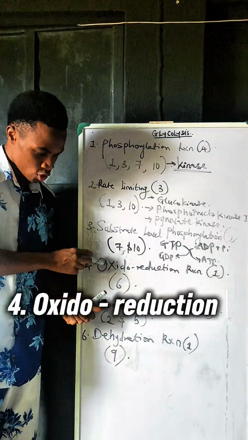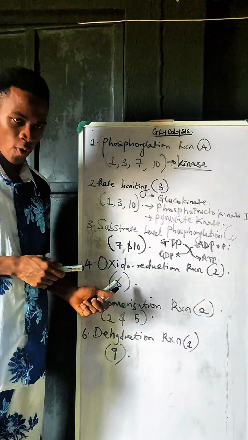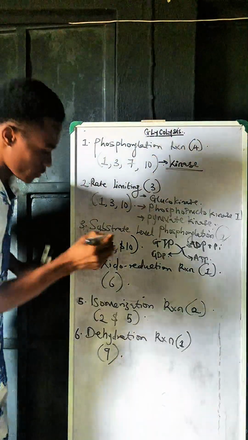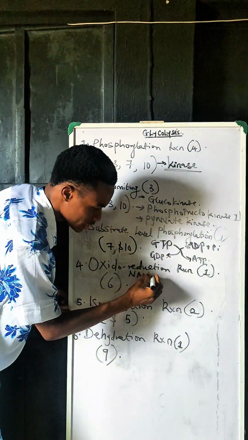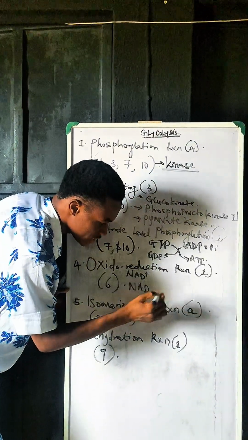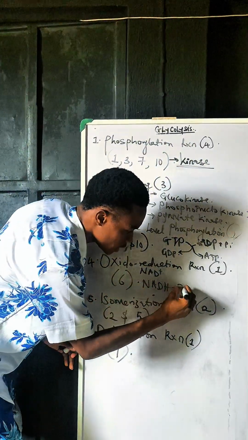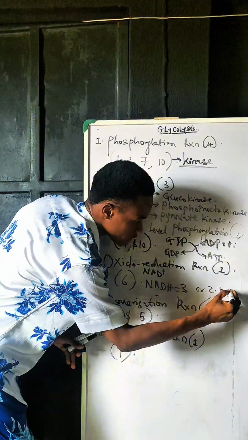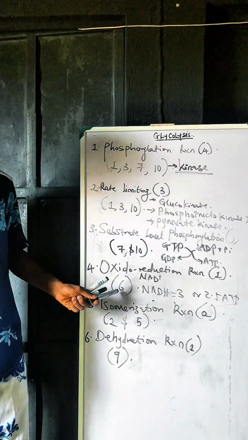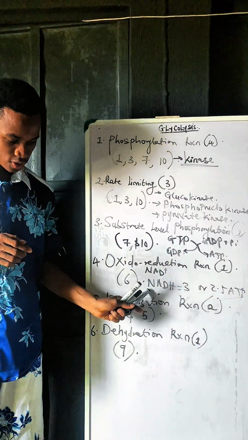The next type is the oxido-reduction reaction. The only oxido-reduction reaction is reaction 6. Whenever you hear oxido-reduction, one molecule is oxidized and at the same time another is reduced. NAD+ is reduced to give us NADH. Remember, I said that NADH is equivalent to how many ATP? 3 ATP, or some people will say it's equivalent to 2.5 ATP. So the only oxido-reduction reaction is reaction 6, which reduces NAD+ to give us NADH.